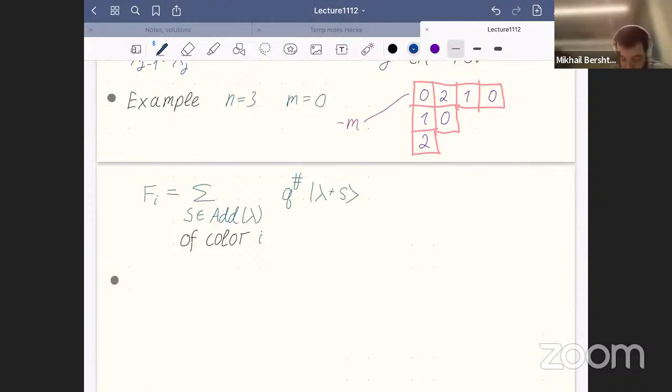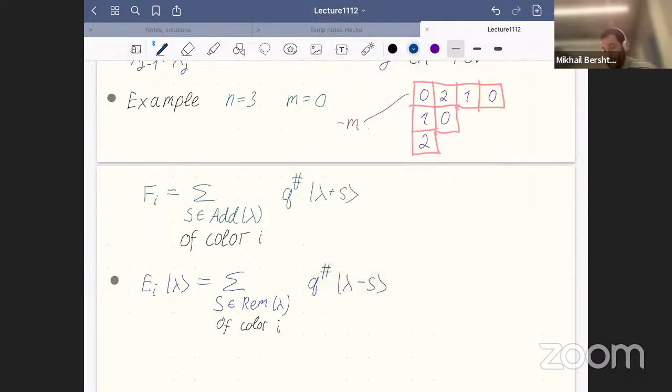Okay, now we can write down the similar formula for F_i. So F_i on lambda is equal to the sum over boxes. Now the summation will go over removable boxes of lambda, again of color i. Again, we get q to some power times lambda minus this box. But there is some difficulty with F. And actually in this term, in principle, we can have a boundary term.